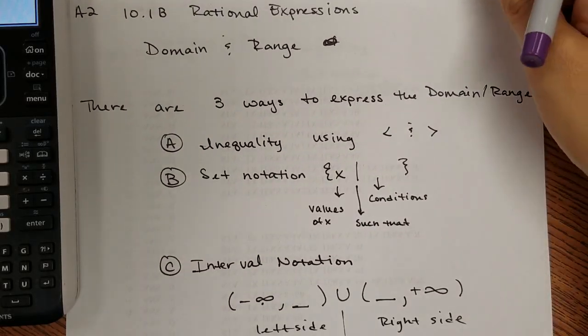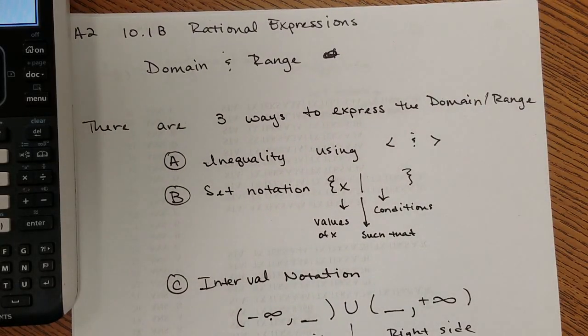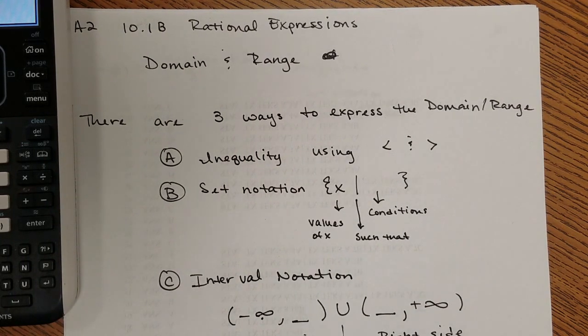Alright guys, this is 10.1b, rational expressions. So the other day we went over the basic introduction on how to graph them. What I'm going to go over in this lesson, and it's going to be kind of short, is the domain and range of each graph.